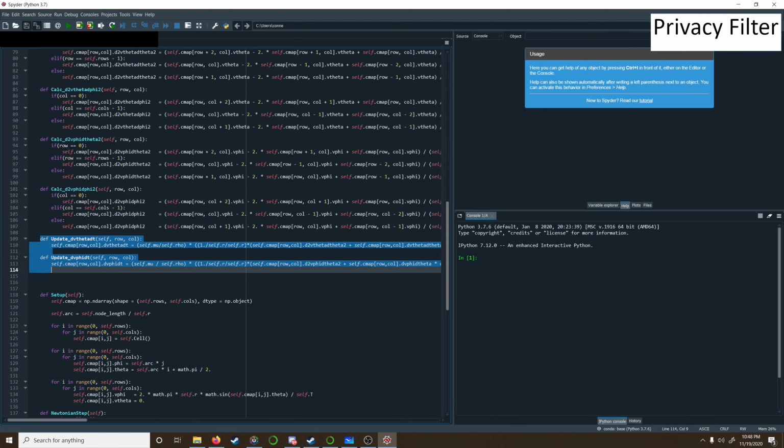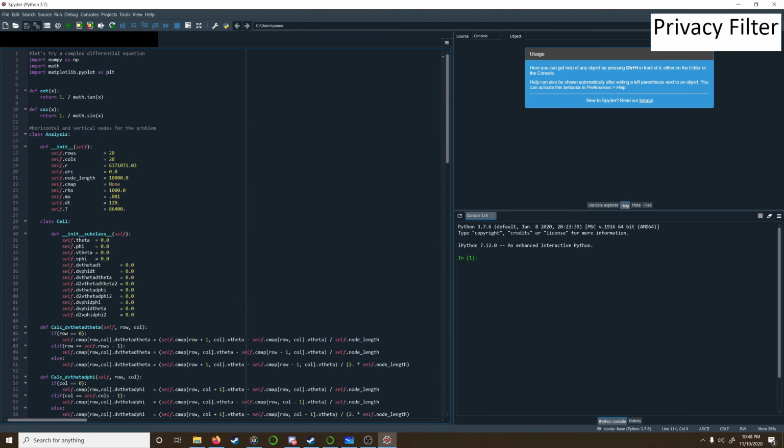These lines are the ones where I put in those big nasty equations and I solved for dv_theta/dt and dv_phi/dt. Now we can go up here. We can figure out just how big we want this to be. I have in here 20 rows and 20 columns. We have the radius of the Earth in meters. We've got 10,000 as a starting node length. I'll make that smaller in a second. We've got the density of water in kilograms per meter cubed. Got the viscosity of water right there, and I still don't remember the units for it.